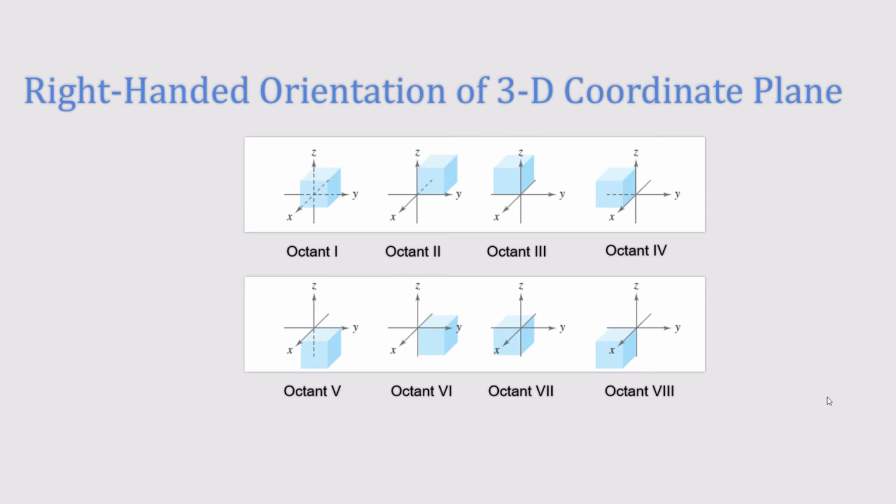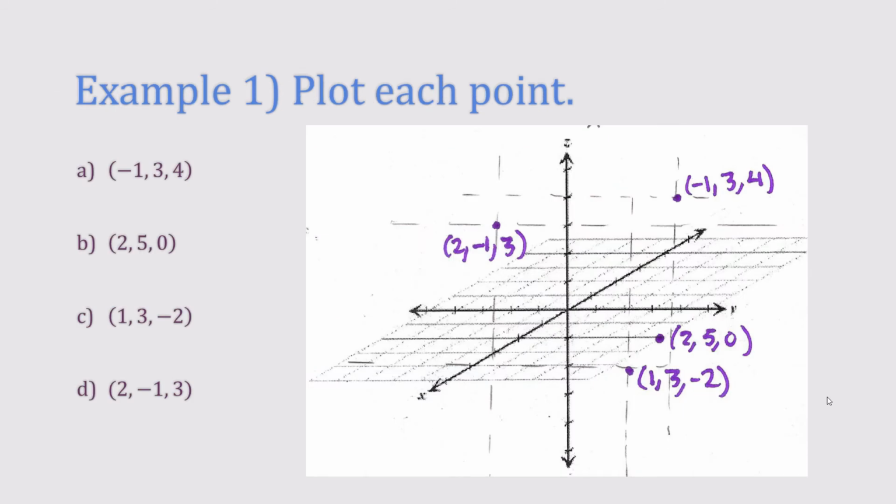All right. Example 1, plotting each point. I'm just doing this to show you what it looks like to plot points. We're not going to make you plot points on your own because it's really difficult to do unless you have some three-dimensional graph paper. Well, it's a three-dimensional axis on a two-dimensional graph, so it's still not perfect. It's a little bit distorted.